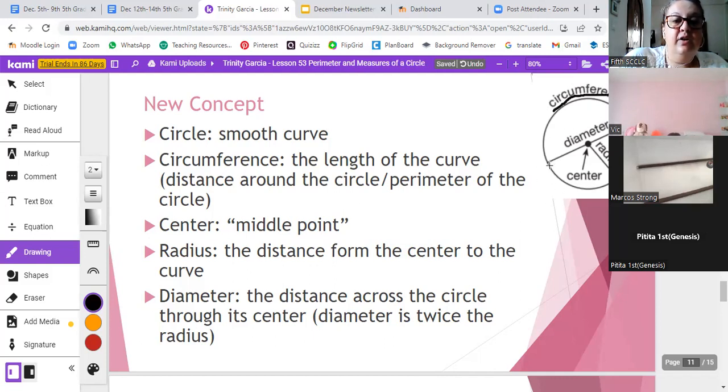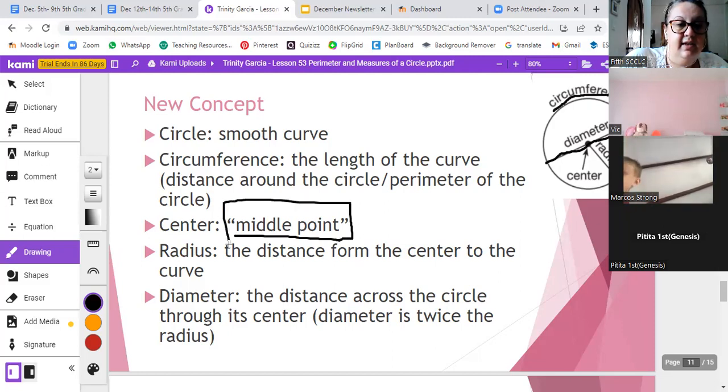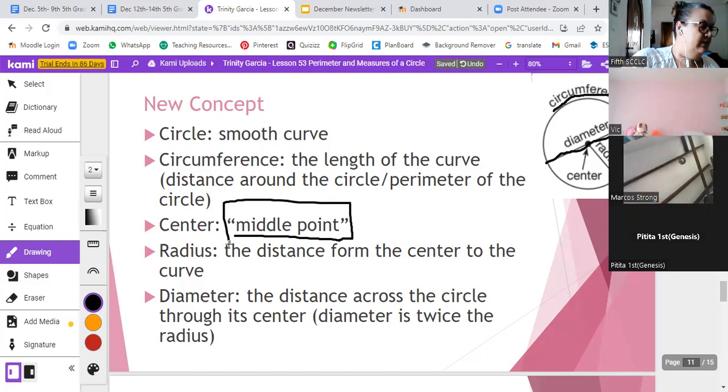The line that goes all the way across the circle is called the diameter. And the line that goes from the outside, the circumference, to the middle is called the radius. And then we have our middle point. That's obviously the middle of the circle. This information is also in your book. This little picture is in your book to help you, so you don't have to remember right now, but you do need to learn that.